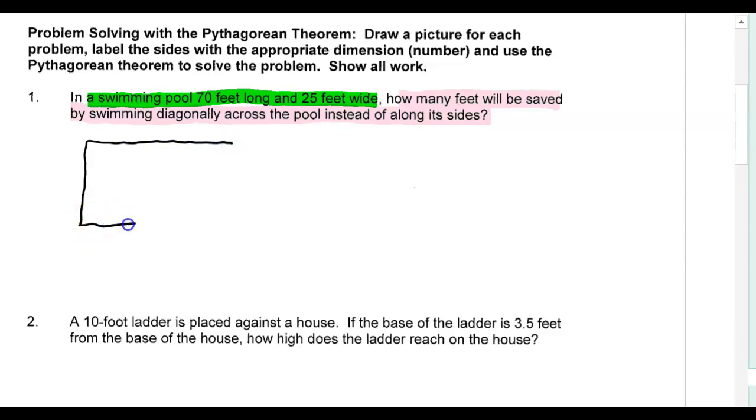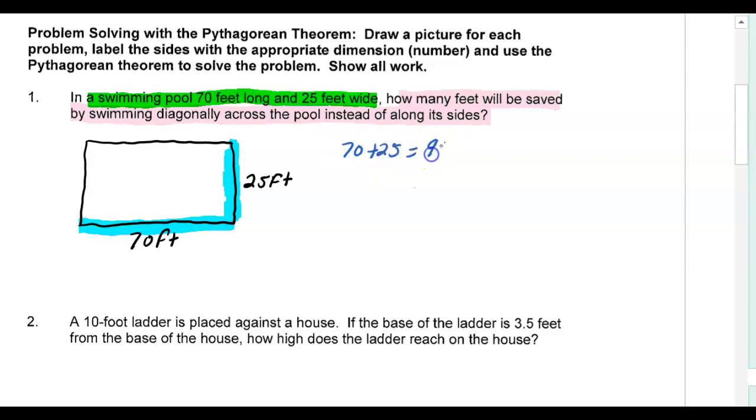I'll draw a rectangle. I'll label the one side 70 feet and the other side 25 feet. And if I were to swim along the sides here, I would swim 70 plus 25 feet, which is 95 feet. But the question is, what if I went diagonally? So if I draw in a diagonal and call that x, I now could use the Pythagorean theorem.